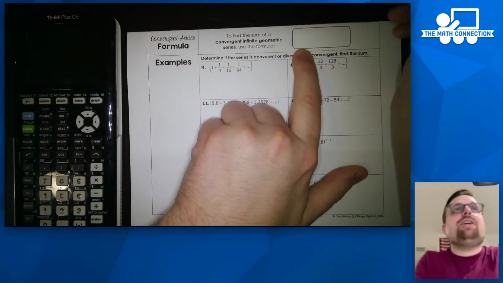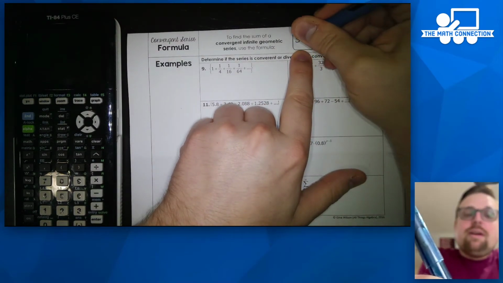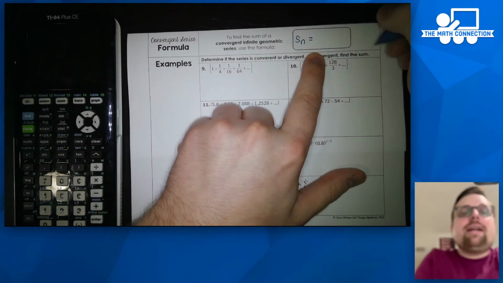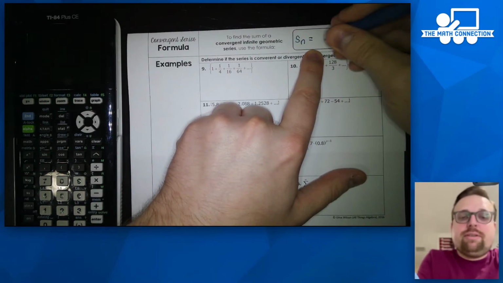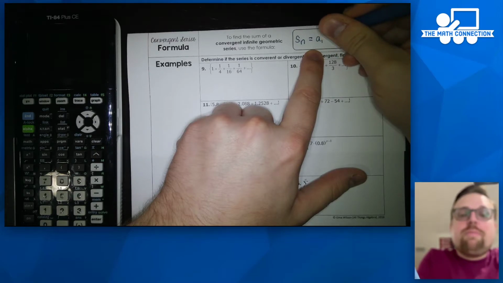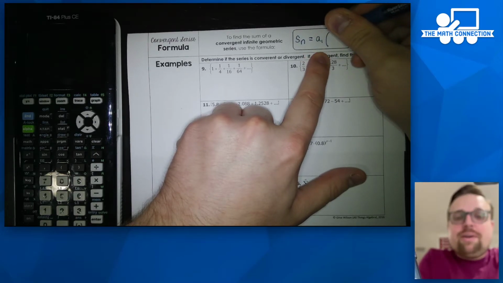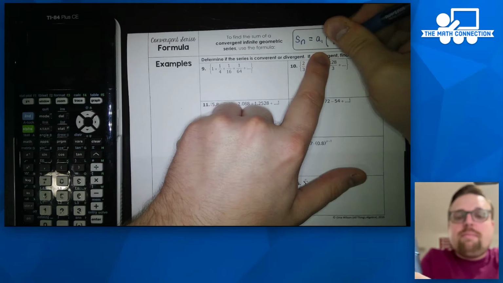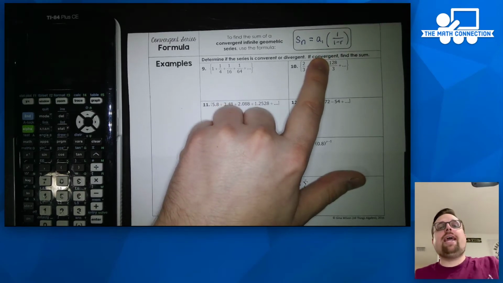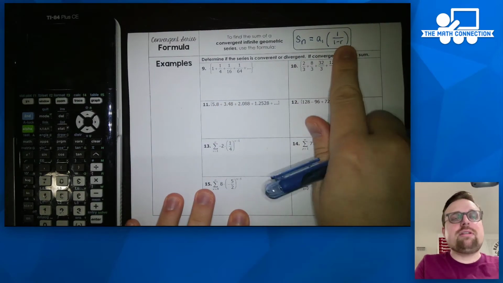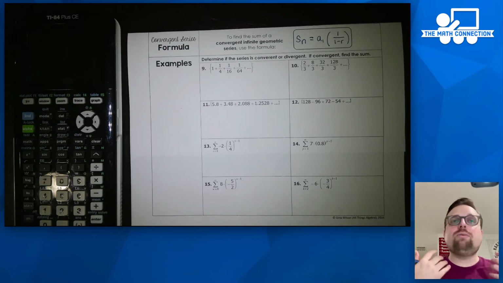And the formula that you use to find that is, the sum for a convergent infinite geometric series is the first term times a value, which is 1 over 1 minus r. So if it's convergent, we're going to use this formula. If it's divergent, then we're just going to put no, we can't find it.